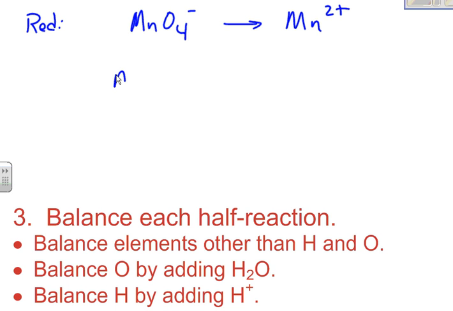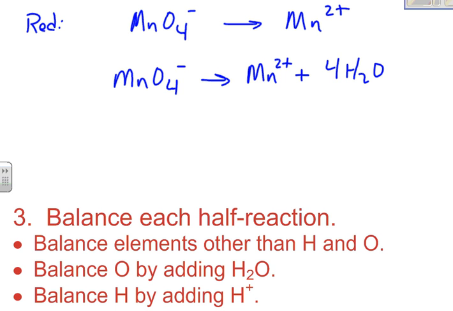So I'm going to take my permanganate, and over on the right-hand side, I'm going to put 4 water molecules to balance out the 4 oxygens in the permanganate. And now I'm going to balance the hydrogen by adding hydrogen ions. So when I added the water, I added 8 hydrogens. So I'm going to put 8 hydrogens over on the other side. Just 8 hydrogen ions.